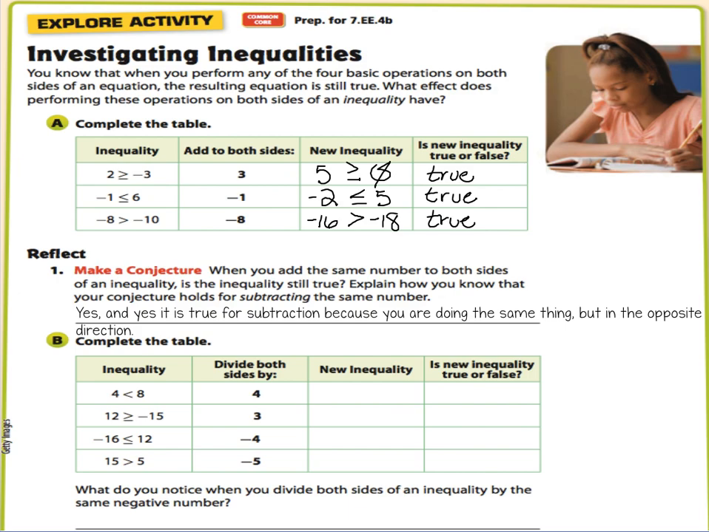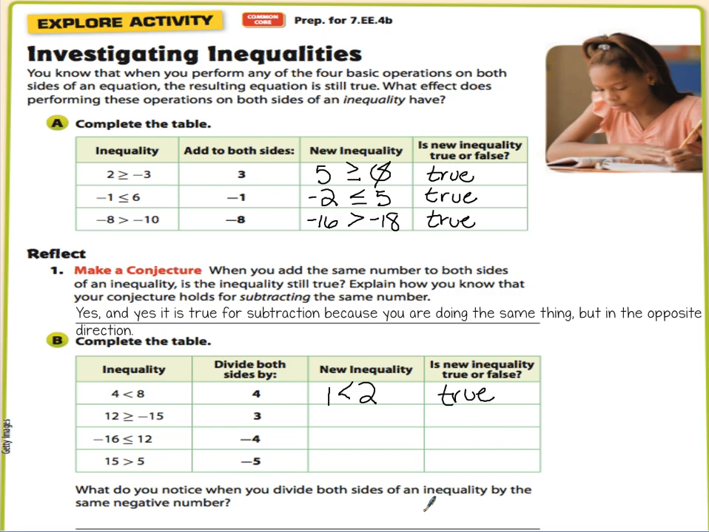All right? So then let's take a look at division. Let's divide both sides by 4. Well, we have 1, and it should be less than 2. Still holding on here, still true.